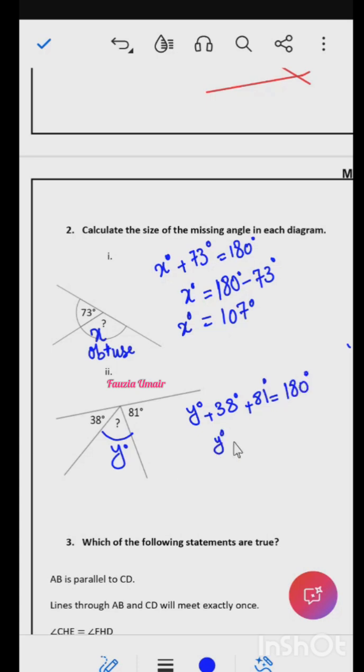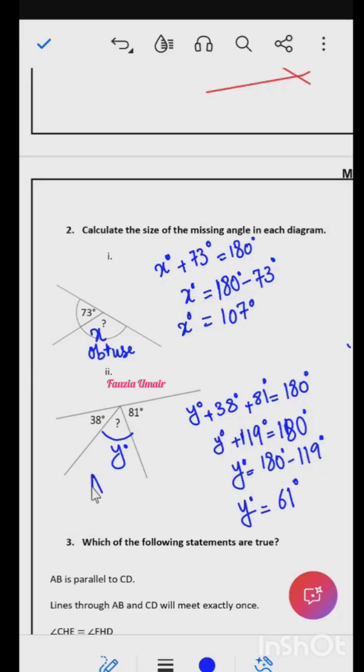We add the 38 and 81, and we get 119 degrees. So y plus 119 is equal to 180. In the next step, y is equal to 180 minus 119. Very good. And the final answer for y would be 61 degrees. So this is an acute angle.